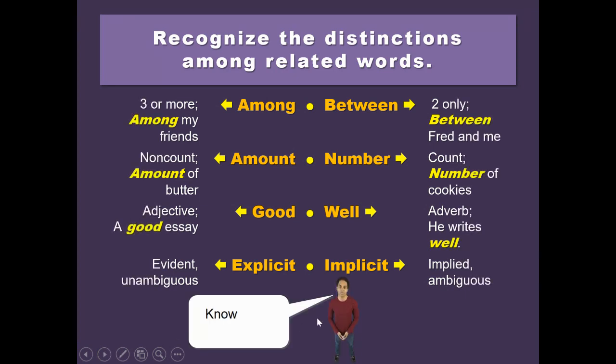All right, here's some definitions. So just to kind of make the distinction between among and between. Whenever you use the word between, it's just between two subjects, and among would be used for three or more. Amount and number, good and well, those are some that people struggle with. Good is an adjective, well is an adverb. And then we have explicit and implicit. So you can look at those definitions.